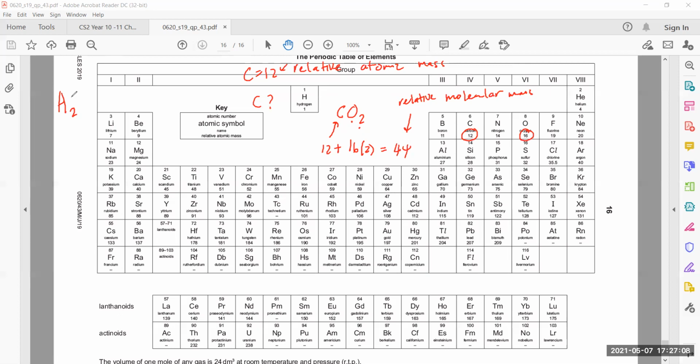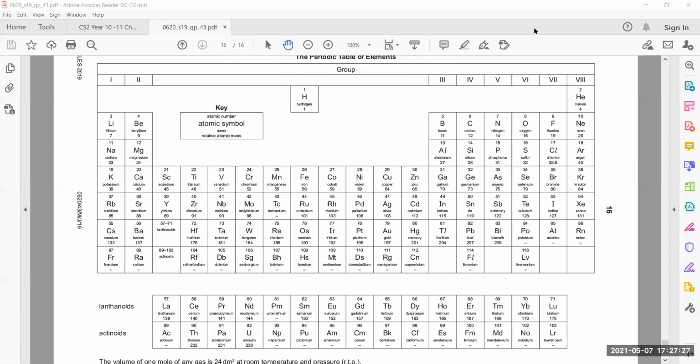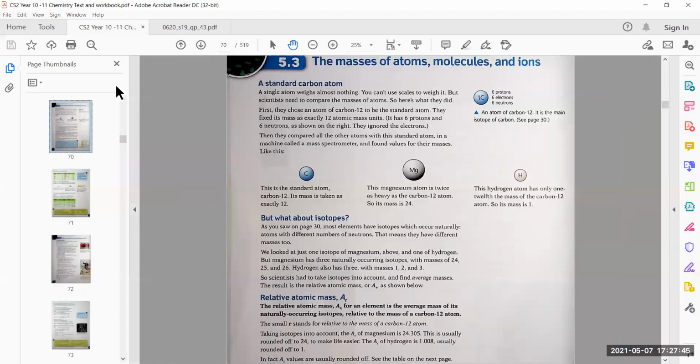Then what is the relative mass of hydrogen? One hydrogen is 1, so H2 is 2. Because it is a relative mass, there is no unit to it. Okay? Can you understand? Understand the concept? Okay.